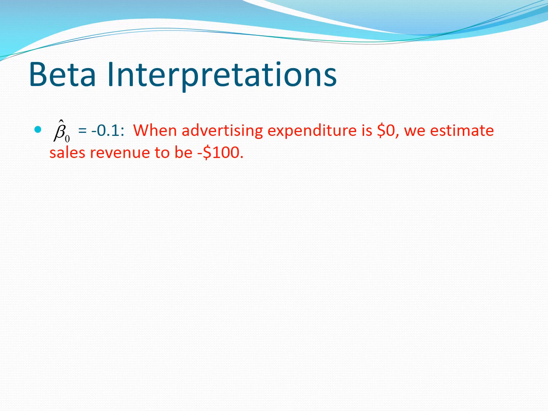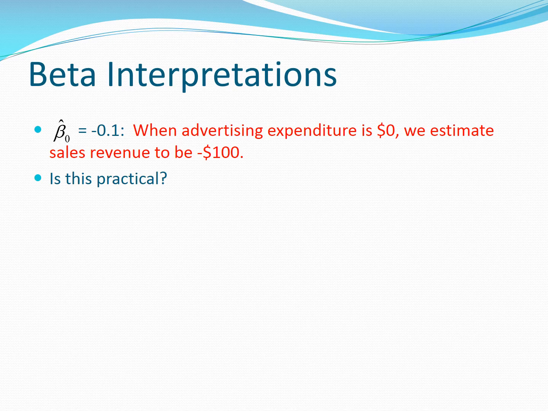The beta interpretations. We have y hat equals negative 0.1 plus 0.7x. What's the 0.1? Well, the 0.1 is our estimate of the y-intercept. When advertising, how do you interpret a y-intercept? The y-intercept says when x is equal to 0, this is what we estimate y to be. So when advertising expenditure is $0, we estimate sales revenue to be negative 100.